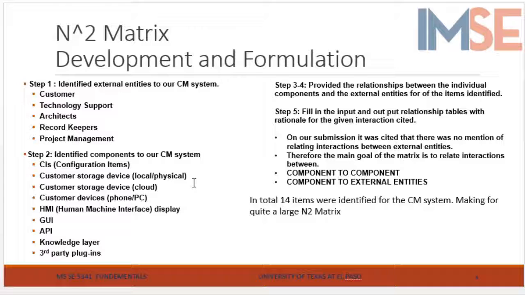Here our group provided the external entities for our system as well as identified the components of our system. As you can see, there are 14 in total, and then we populated it using the specified directions. On our submission, it was noted that there was no mention of relating interactions between external entities, so the main goal is to relate component interactions between component to component and component to external entities.